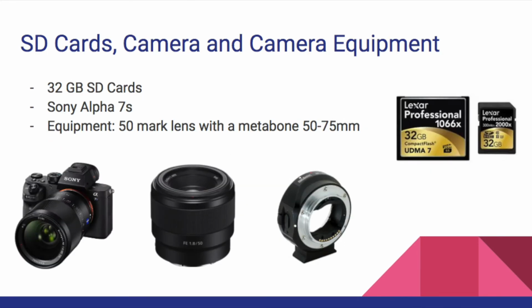I used 32GB SD cards within the Sony Alpha 7S camera during my photo shoots. This allowed me to take lots of photos since I had a lot of storage. The camera I used also allowed me to take effective mid-shot pictures and follow the typical codes and conventions of a magazine front cover. The equipment I used with the camera on both of my photo shoots was a 50 Mark lens with a Metabones 50 to 75mm.